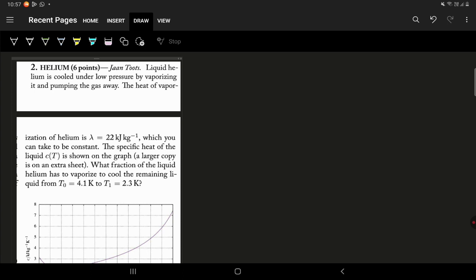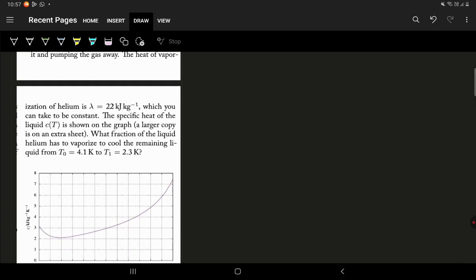The heat of vaporization of helium is lambda equal to 22 kilojoule per kg, which you can take to be constant. The specific heat capacity of the liquid C as a function of temperature is shown in a larger graph, and we will be using this graph only for analysis. What fraction of liquid helium has to vaporize to cool the remaining liquid from T0 equal to 4.1 Kelvin to T1 equal to 2.3 Kelvin?